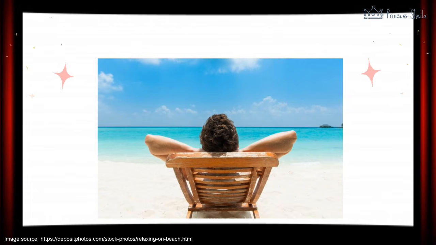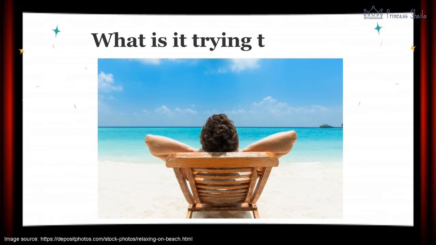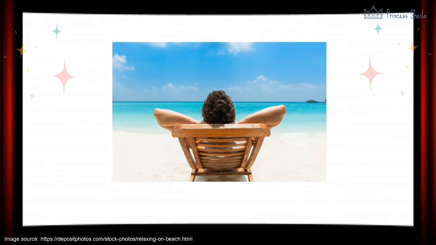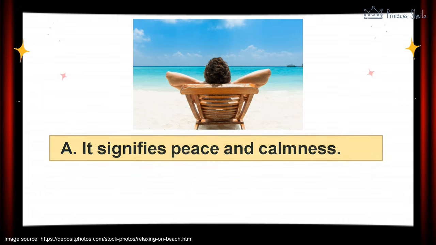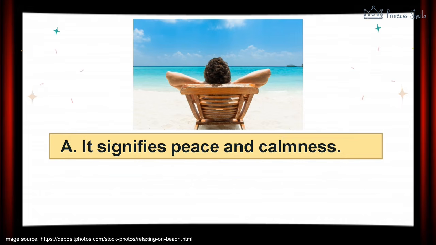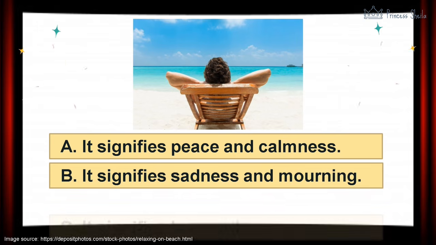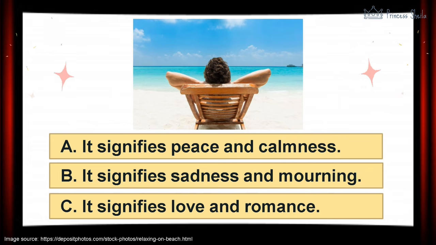Number 4. The weather is nice and the colors are bright. What is it trying to imply? A. It signifies peace and calmness. B. It signifies sadness and mourning. C. It signifies love and romance.